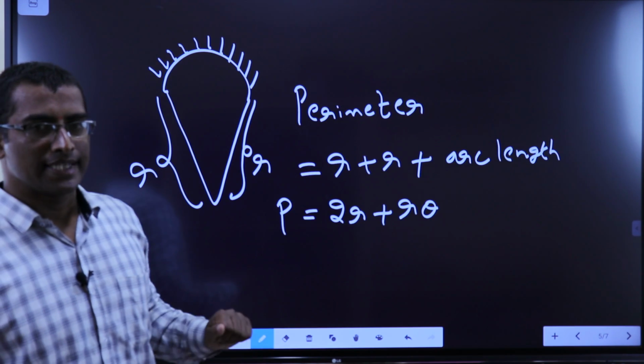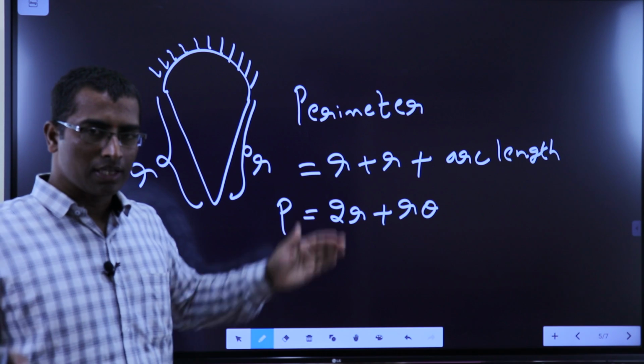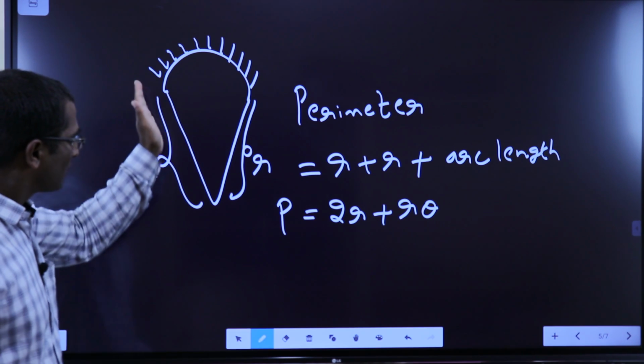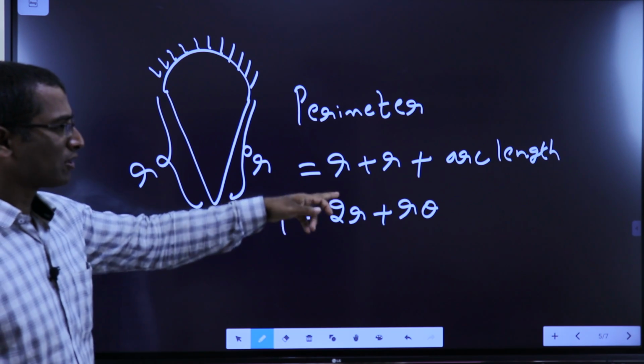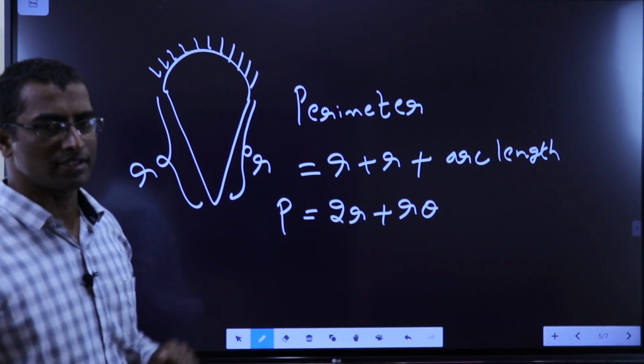Now, perimeter of a sector. Perimeter means add all the boundaries of it. So I should add r, r and the arc length. So r plus r is 2r and arc length is r theta.